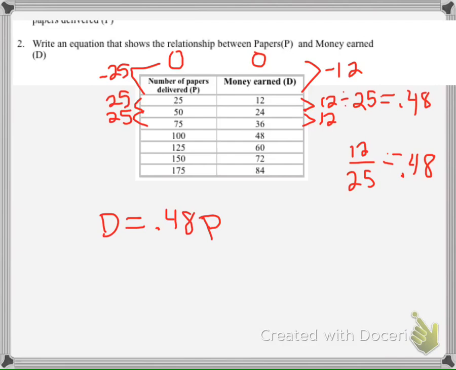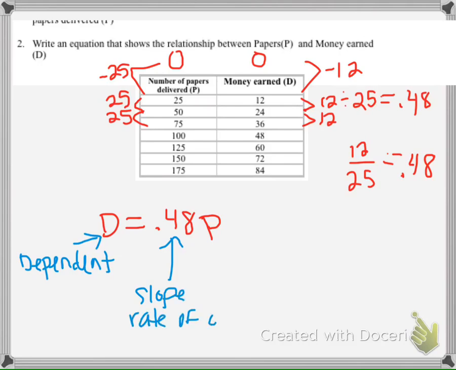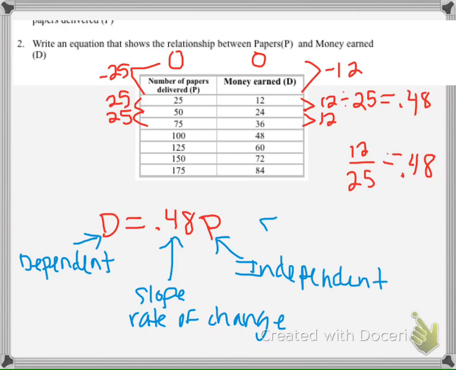Now to prove that you watched this, instead of labeling with the situation, we're going to use vocab words. So the y, or D in our situation, is the dependent variable. Our 0.48 or 48 cents is our slope, or your rate of change. P is the independent variable. And even though it's not there, here would usually go our y-intercept. I can even add it in the blue if I want to.